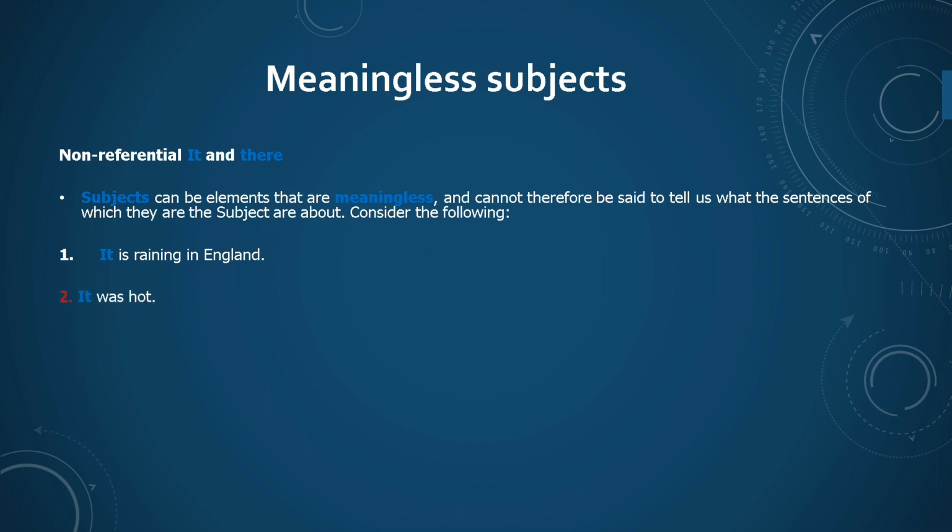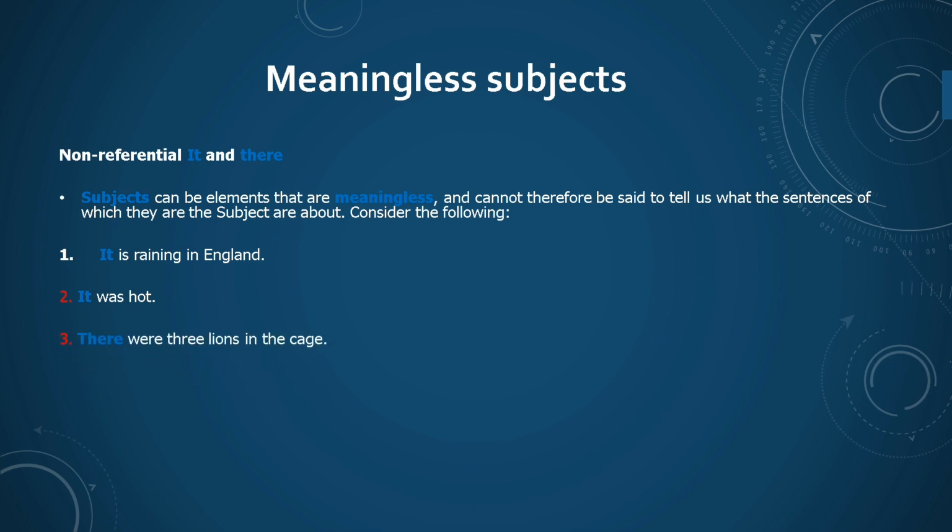The second example, it was hot. This it again does not refer to anything. So why do we have these subjects? One of the characteristics of the subject was that subjects are obligatory. So we cannot have a sentence without a subject. So just to fill the gap of the subject, we use it or there, while they are playing the role of the subject.